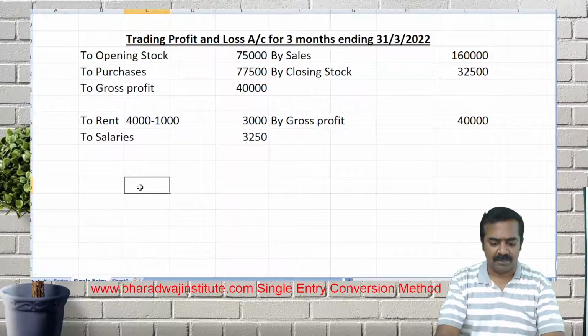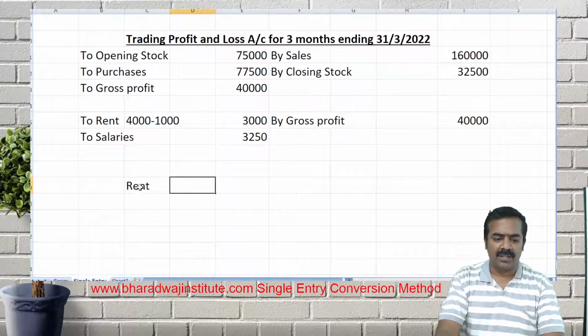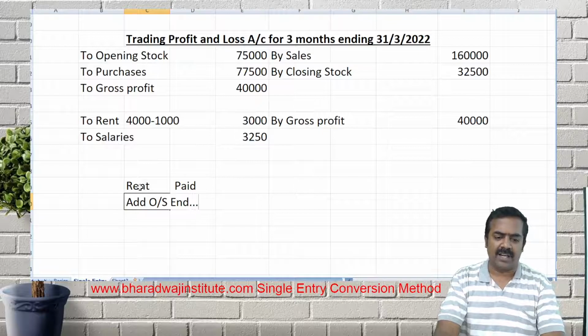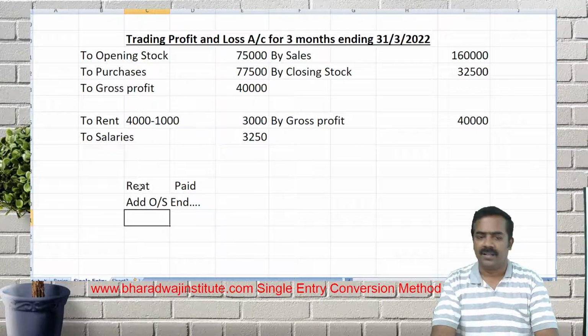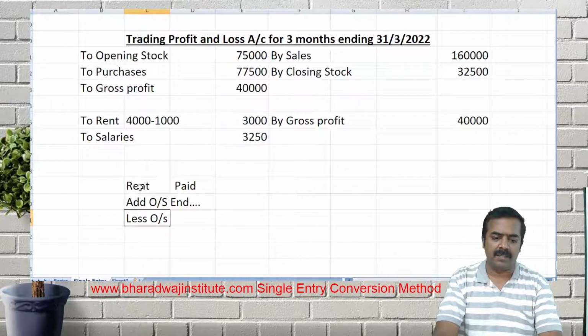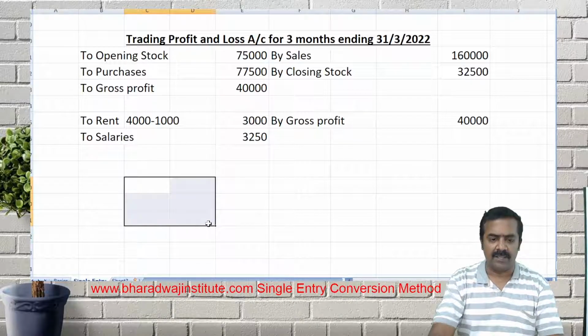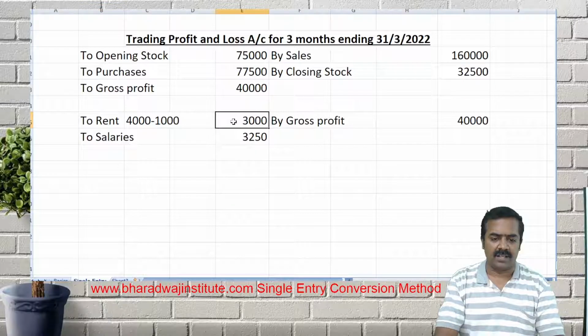This is the normal treatment. Rent paid, we normally add outstanding at the end of the year, because it belongs to the current year. Less outstanding at the beginning of the year, because it belongs to last year. So rent paid eliminates what belongs to last year, and the current year expense will come.